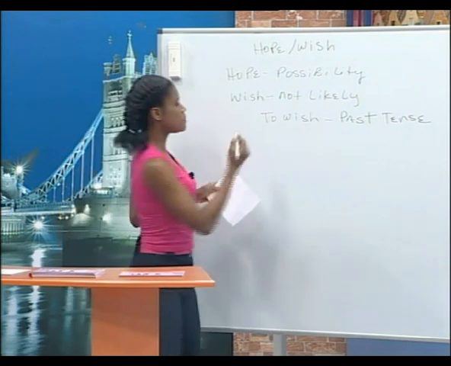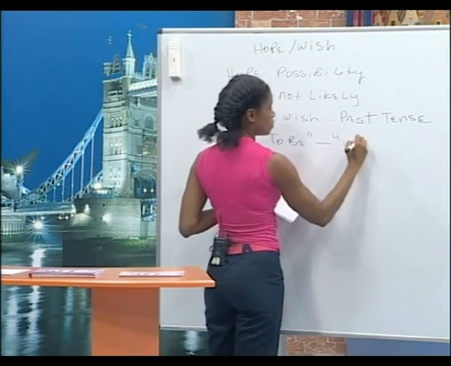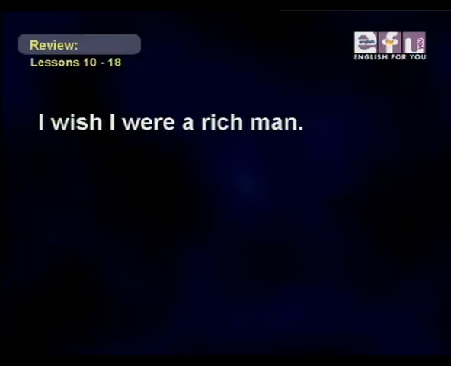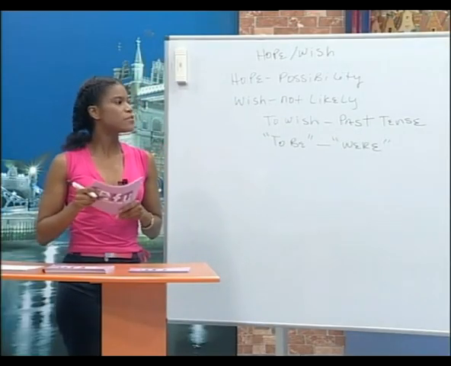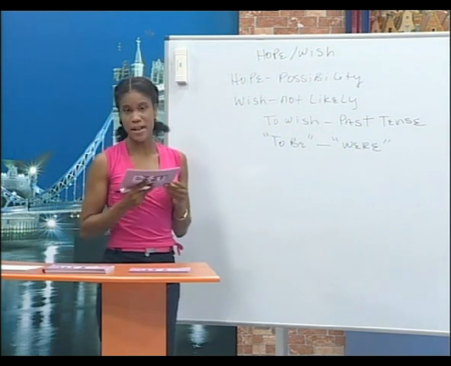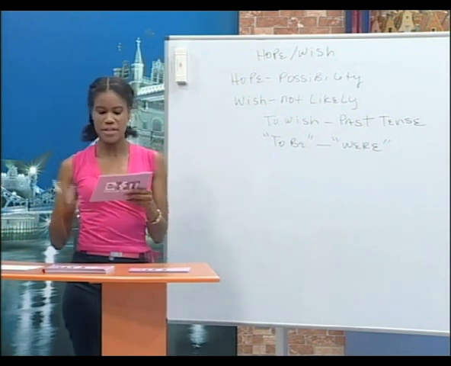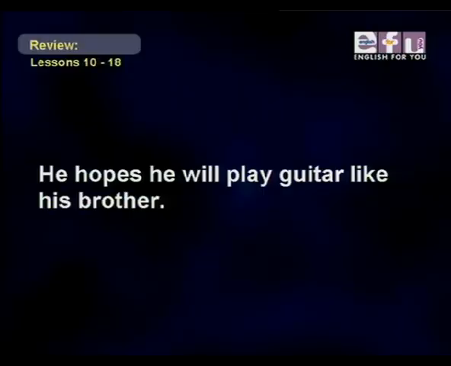Okay, when we use the verb to be after wish, it's always in the form of were, no matter the subject. For example, I wish I were a rich man. He wishes he were an Italian. Okay, so when we use wish, we use the past form to show that it is not reality. But when we use hope, the second verb usually can be in a different tense because it is reality. For example, he hopes he will play guitar like his brother.